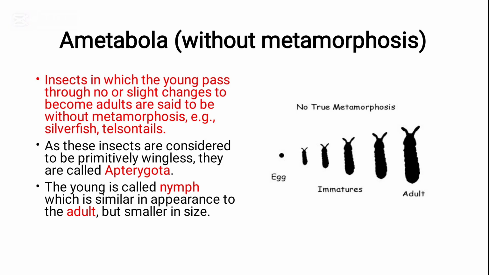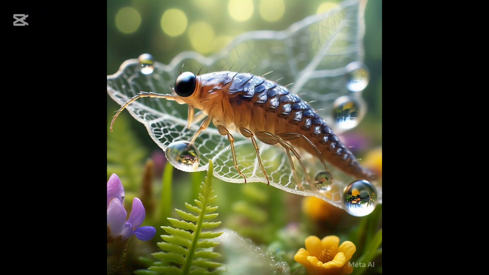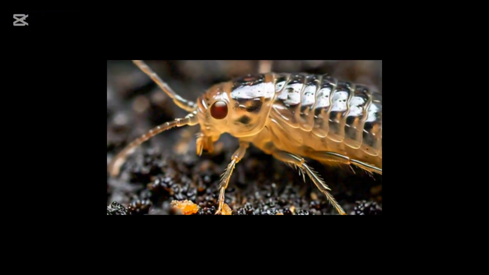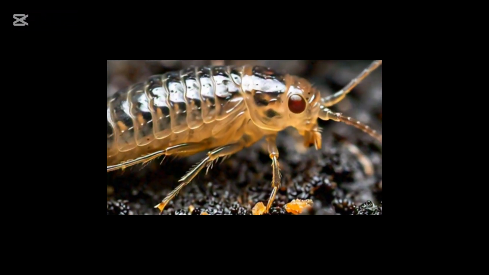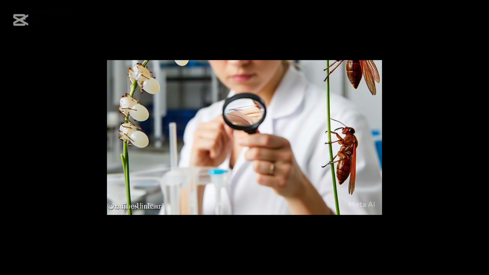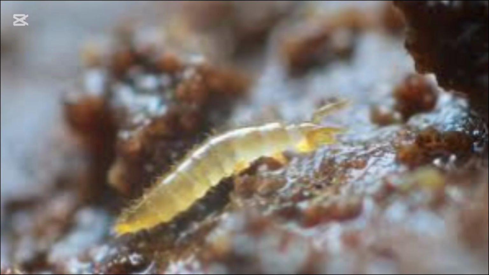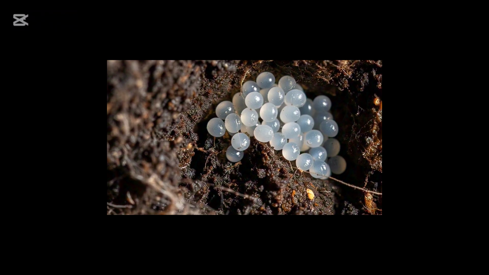Although slight changes occur, e.g. absence of abdominal scales and styli in early instars of silverfish and addition of abdominal and antennal segments in telsontails and springtails respectively, they do not change the appearance of the young. As these insects are considered to be primitively wingless, they are called apterygota. The young is called nymph, which is similar in appearance to the adult, but smaller in size. These insects have three life stages, viz., egg, nymph and adult.